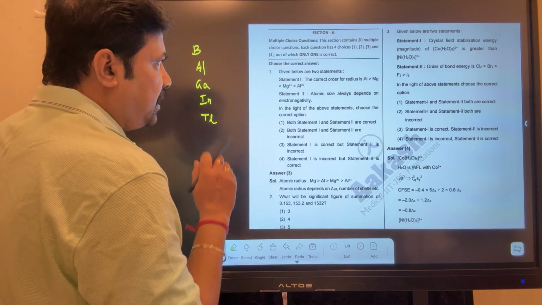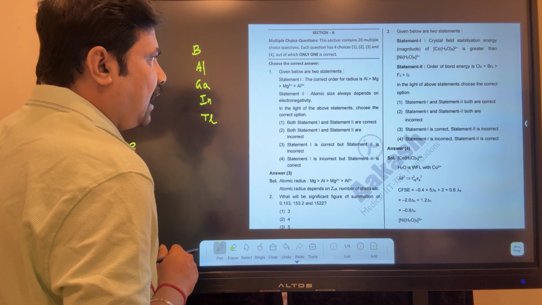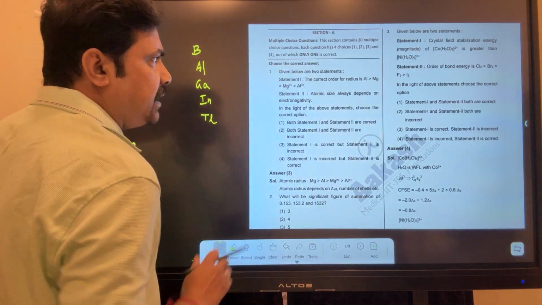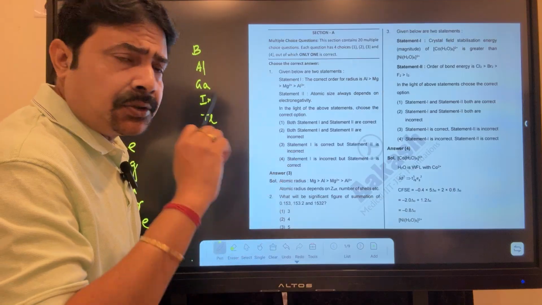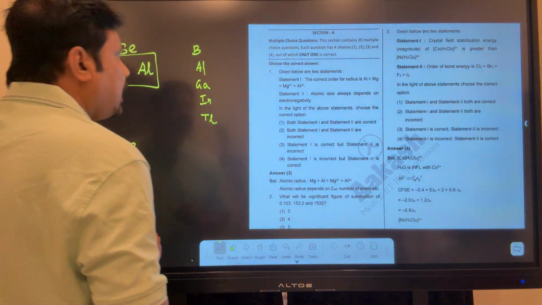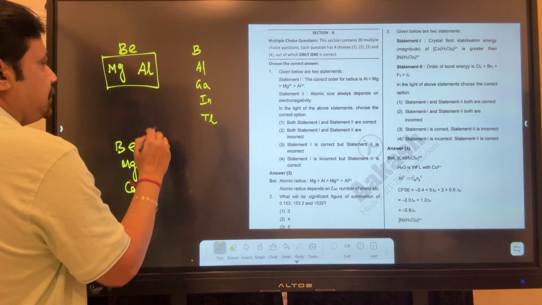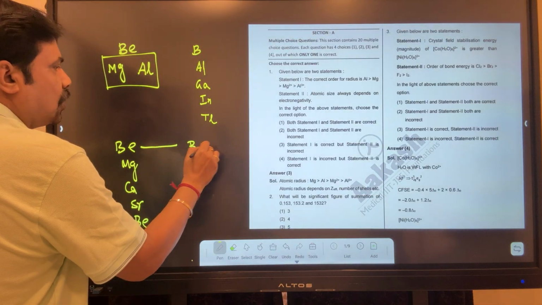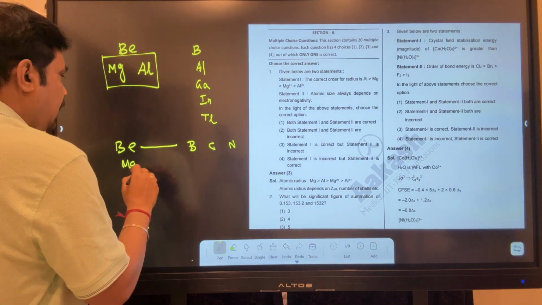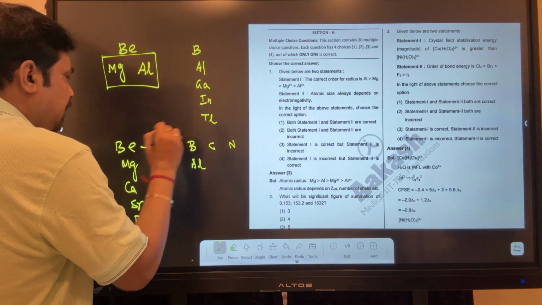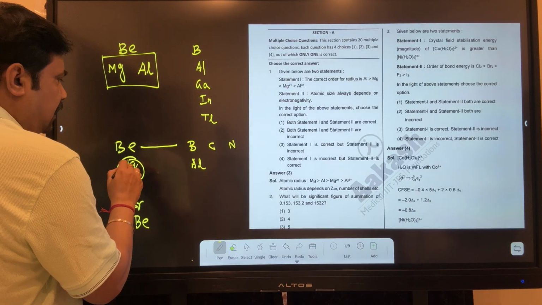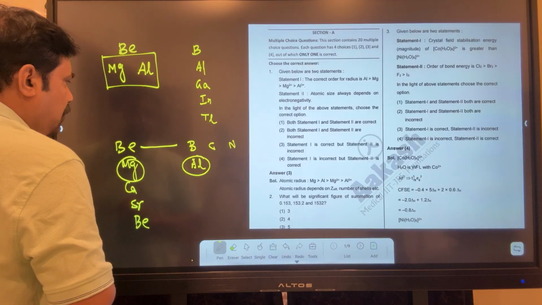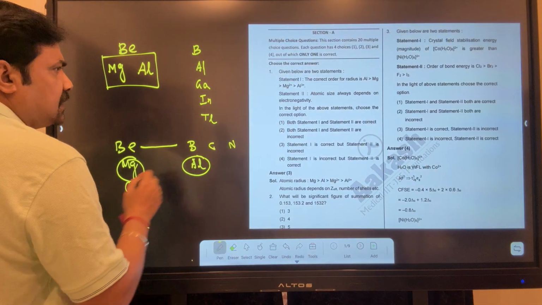Statement 1 is there and statement 2 is there. Atomic size always depends on the electronegativity. This is wrong. Atomic size will not always depend on electronegativity. Now if you look at aluminum and magnesium size, here you have beryllium and after that boron, carbon, nitrogen is going on, and now after that boron, aluminum. This is your situation. Magnesium is over here and aluminum is over here. This is magnesium atomic number 12, aluminum atomic number is 13. After that silicon is present.